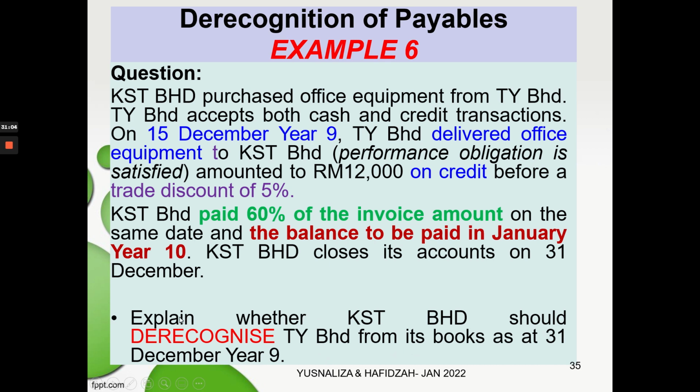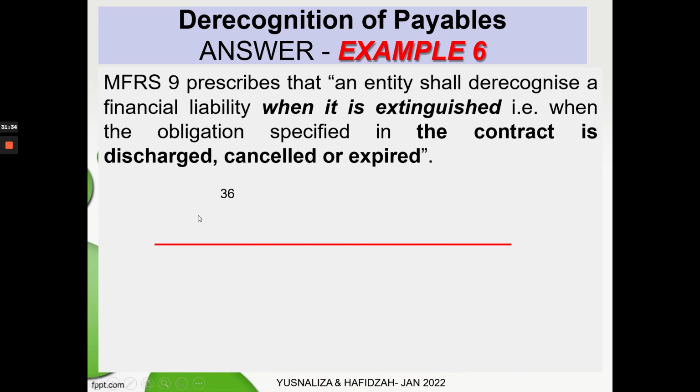So you will only derecognize if the item were fully settled, fully made in terms of the payment by 31st of December year 10. So you would notice that 40% is to be paid in January year 10. Our year end is 31st of December year 9. So year 9 was our reporting date, but you will expect payment in January. So let's see whether we can derecognize.